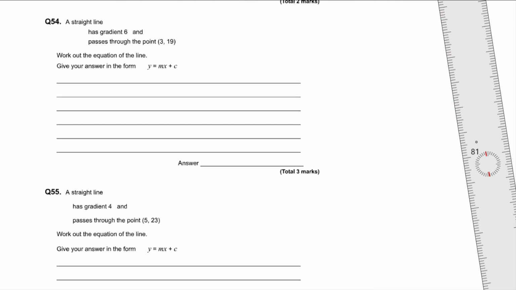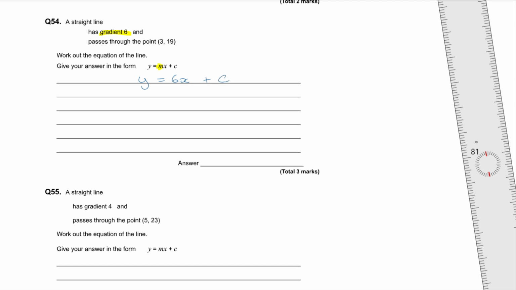Question 54, a straight line has gradient 6 and passes through the point (3, 19). Work out the equation of the line. Give your answer in the form y equals mx plus c. Okay, so we've been given the gradient 6, so we already know the m, it's 6. So I can say the equation has the form y is equal to 6x plus c.